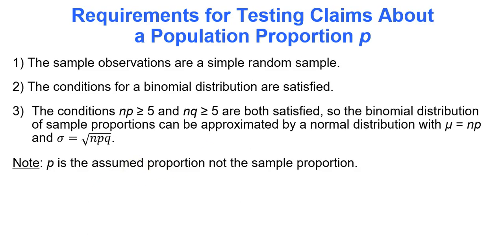To use the method we're about to use, the sample observations must be a simple random sample, the conditions for a binomial distribution are satisfied, the number of successes should be at least 5, and the number of failures or non-successes should be at least 5. Remember, P is the assumed proportion, not the sample proportion. P hat is the sample proportion.